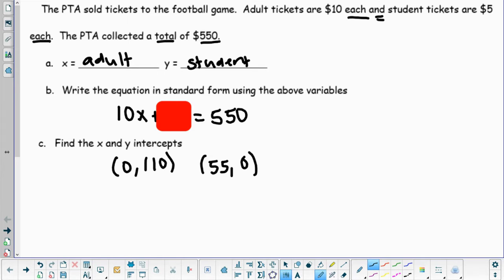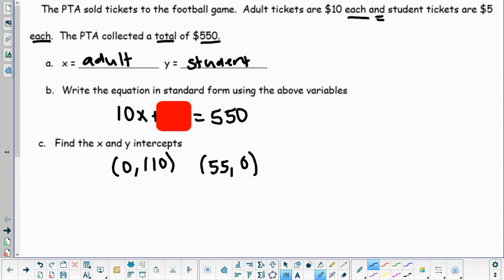Okay, not only do we have to find these, we need to also understand what they represent. So in this one, this ordered pair tells me that I can get 0 adult tickets and 110 student tickets. Whereas this one tells me I can buy 55 adult tickets and 0 student tickets. And that's how much I could buy at my extremes for $550.